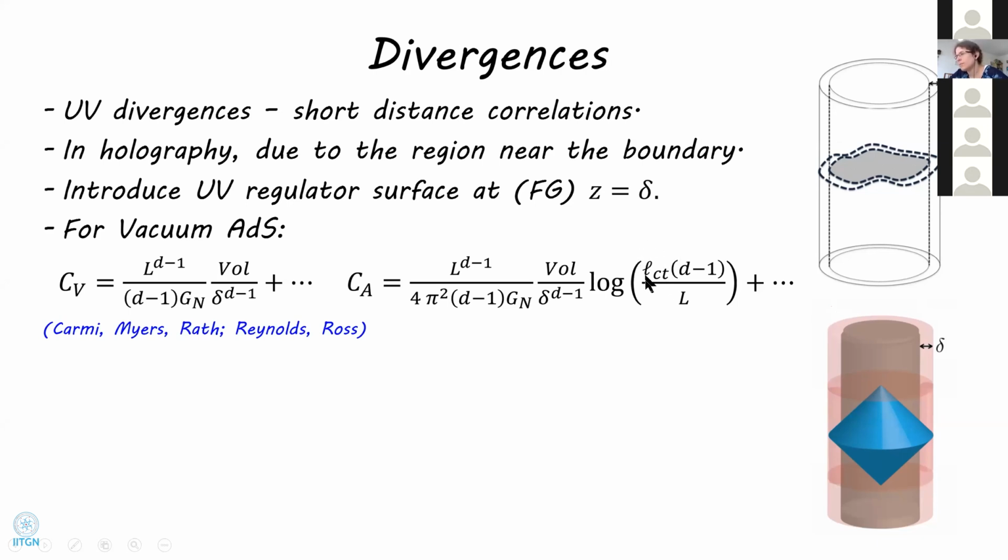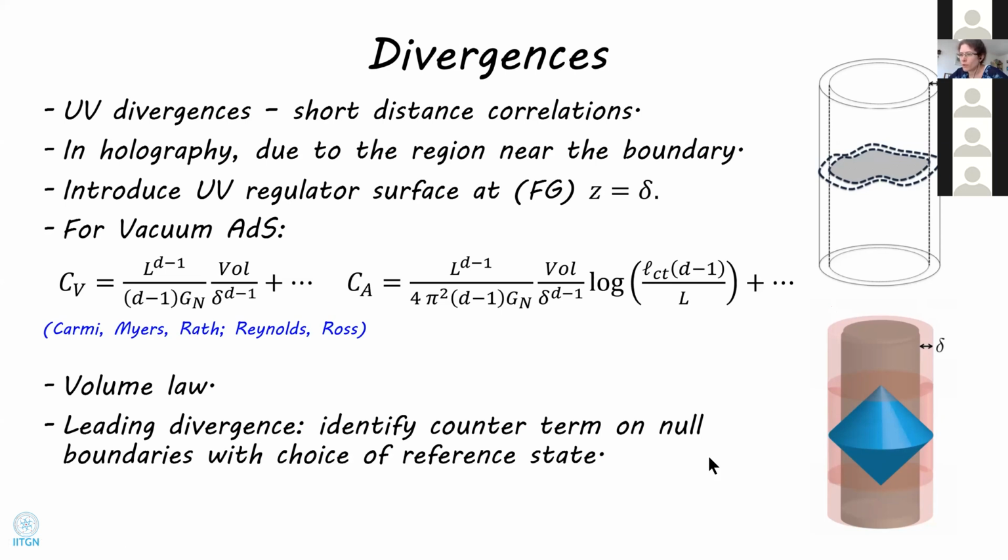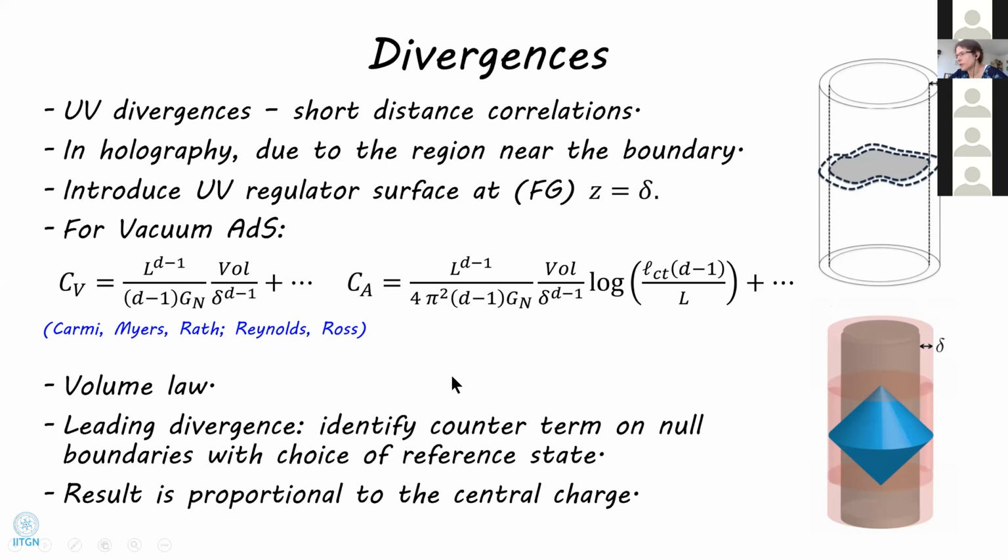And that scale appears in the result for the action complexity in a place very, very similar to where the scale of the reference state appeared when we talked about the free field theories. So another elaboration of the conjecture says that these free choices of counterterms on the null boundary actually reflect the choice of the unentangled reference state in the field theory. So this, I said, volume law, counterterm on the null boundaries, and the result is proportional to the central charge.